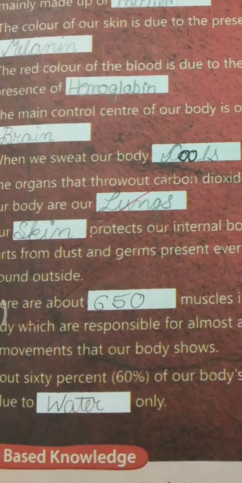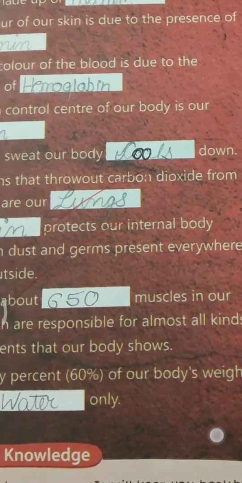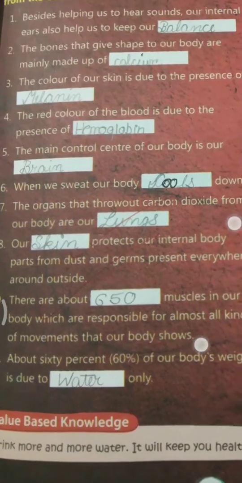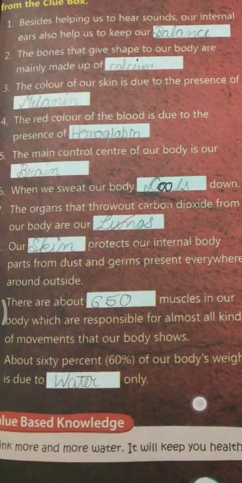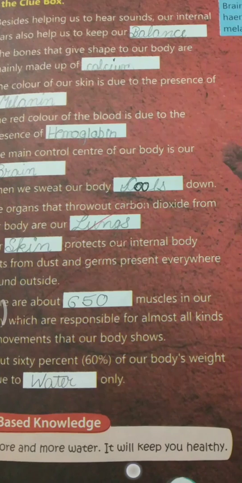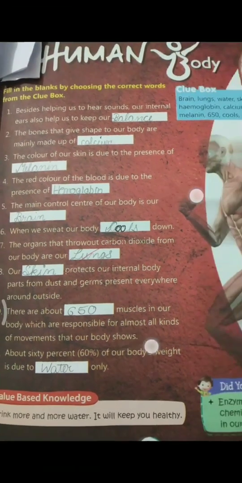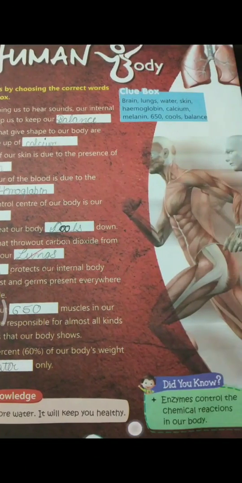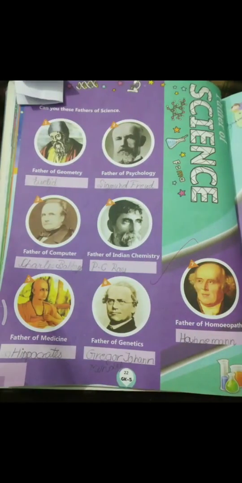About 60% of our body weight is due to water only. Value based knowledge: drink more and more water. It will keep you healthy. And did you know? Enzymes control the chemical reactions in our body. Now let's revise the next chapter, Father of Science.